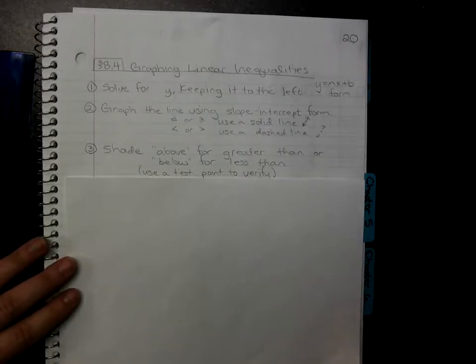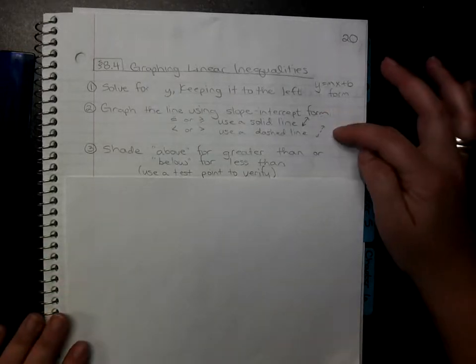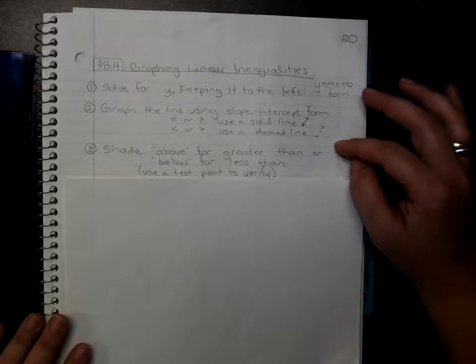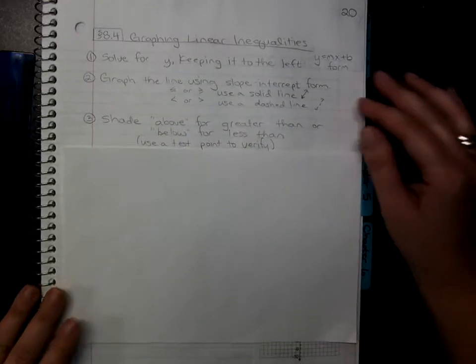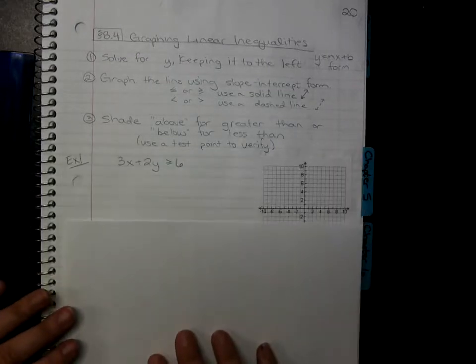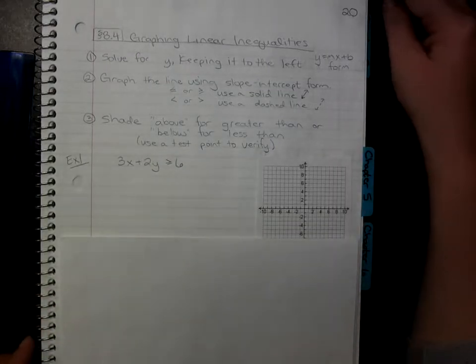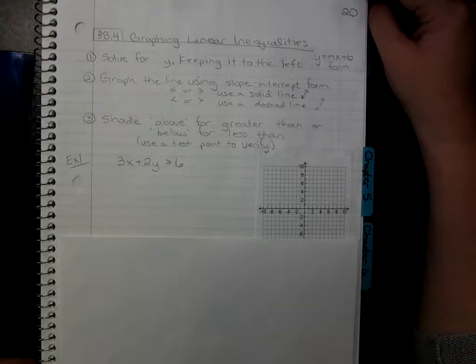Alright, those are the 3 steps. Solve for y, keeping it to the left, graph the line, either solid or dashed, and then we're going to shade with our colored pencil either above or below the line we've drawn. So let's look at some examples. Example 1. 3x plus 2y is greater than or equal to 6.